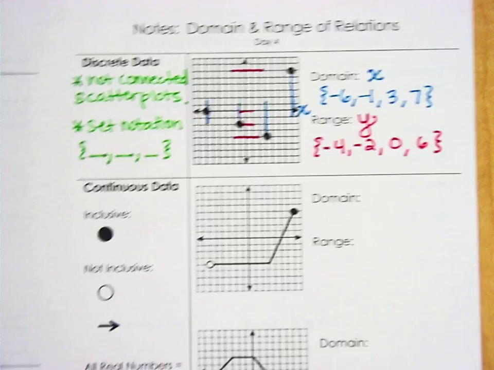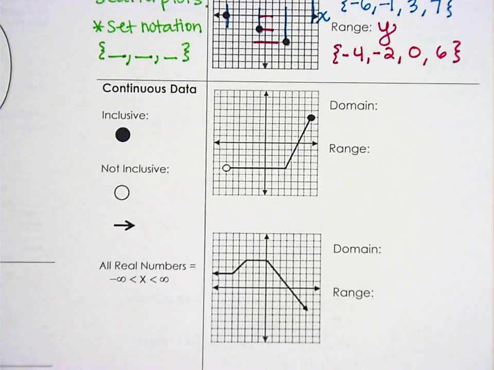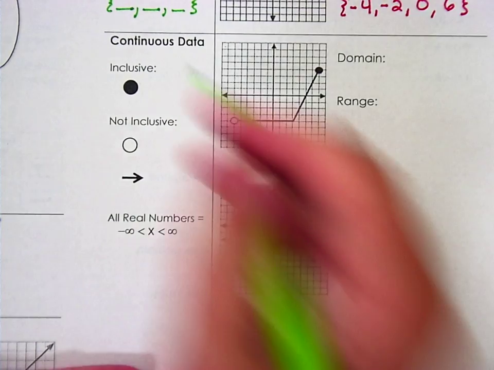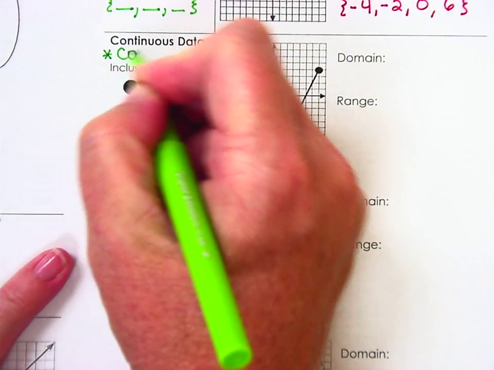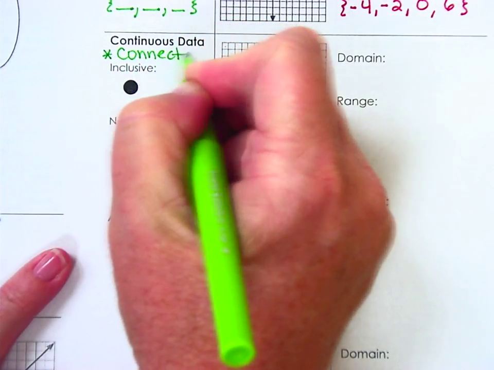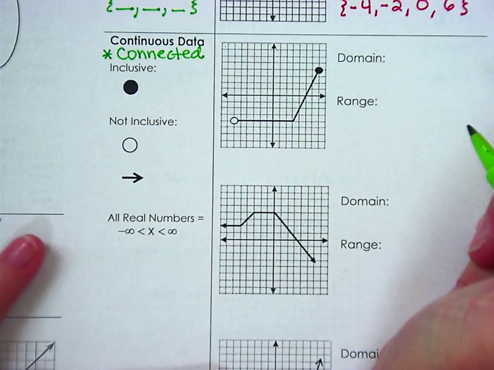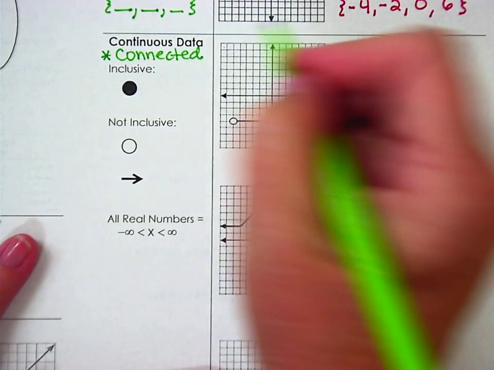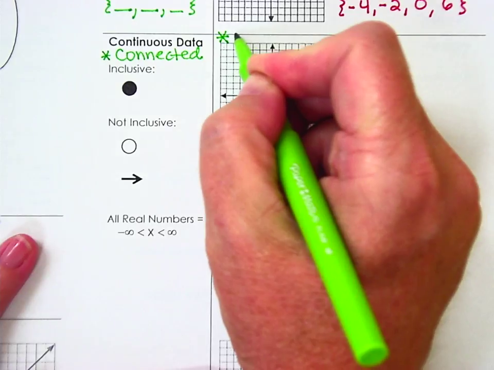Okay, next I want to talk about continuous data. Continuous data is data that is connected. When we write domain and range for continuous data, we use inequalities.